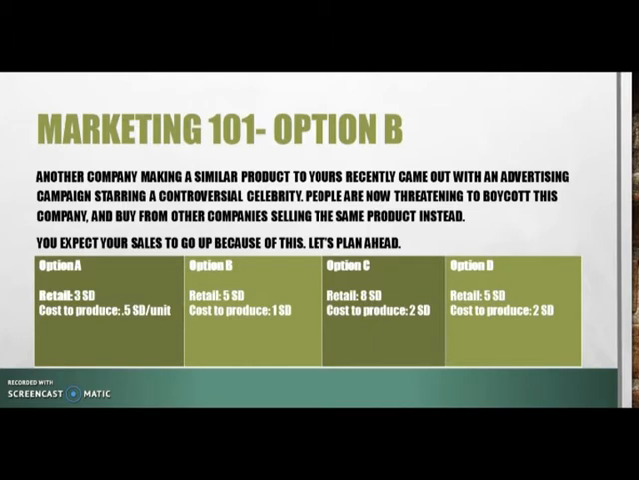Now, in option B, their other scenario for Marketing 101, I took something kind of similar to what was going on with Nike at the time. So this scenario says, another company making a similar product to yours recently came out with an advertising campaign starring a controversial celebrity. People are now threatening to boycott this company and buy from other companies selling the same product instead. You expect your sales to go up because of this.